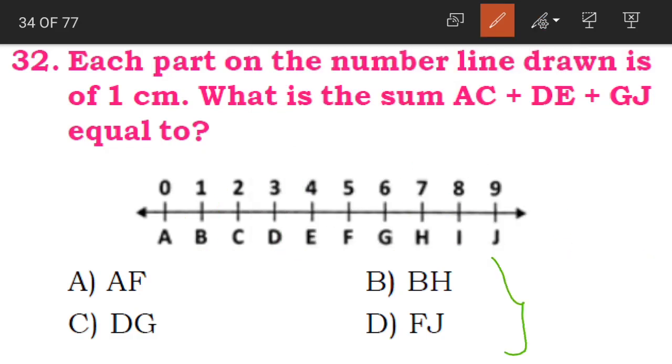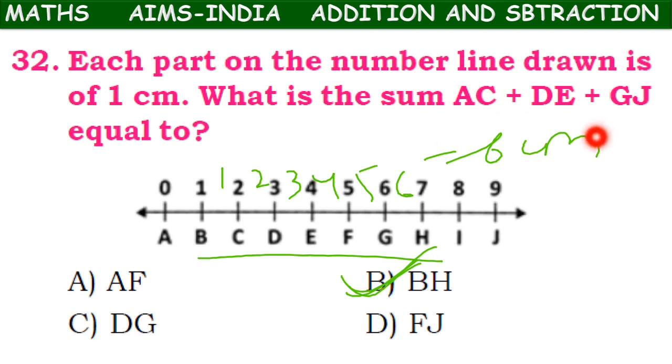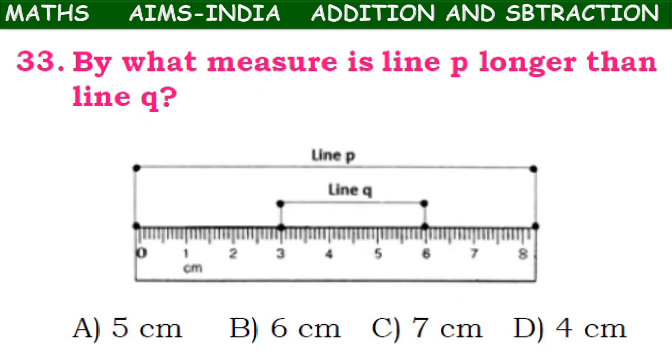Now from the given options, which has the same length as 6 centimeters? Let us check. Option A, AF. From A till F. What is the total? 5 centimeters only. So this is our wrong option. Clear? Going to option number B, BH. From B till H. 1, 2, 3, 4, 5, 6. Yes, 6 centimeters, right? So option B is our correct answer. Clear, children? First we found out the length, that is equal to 6 centimeters, and BH is also equal to 6 centimeters. So BH is our correct answer.